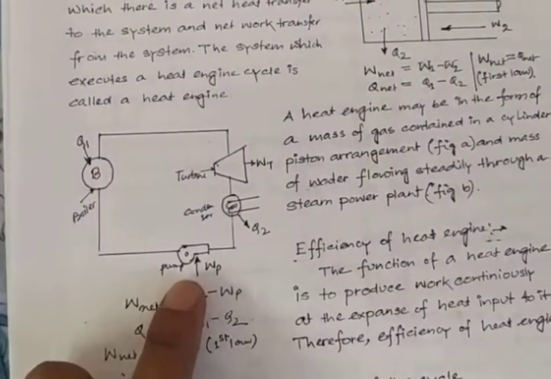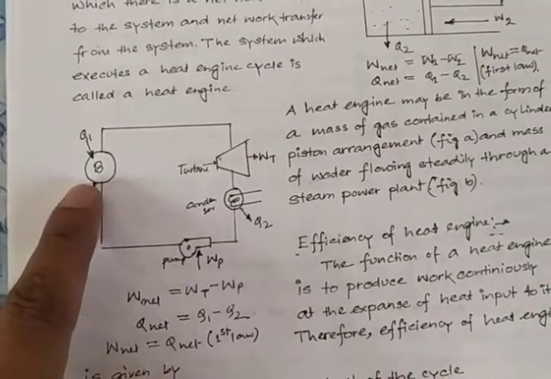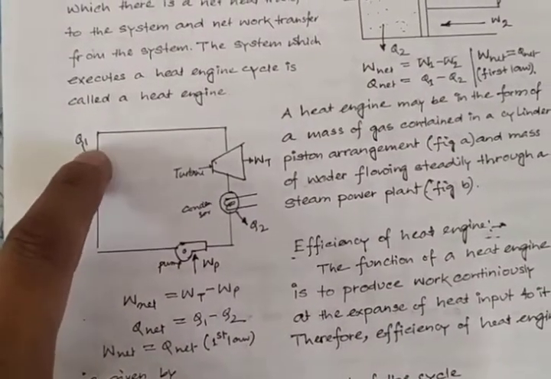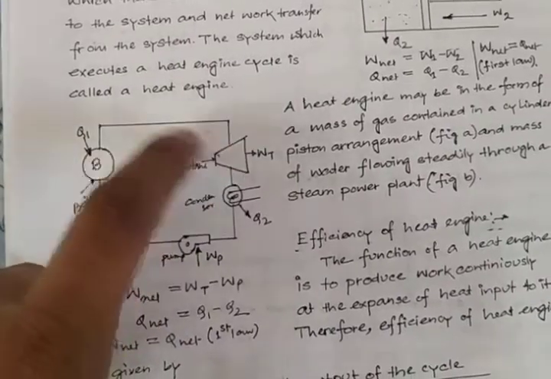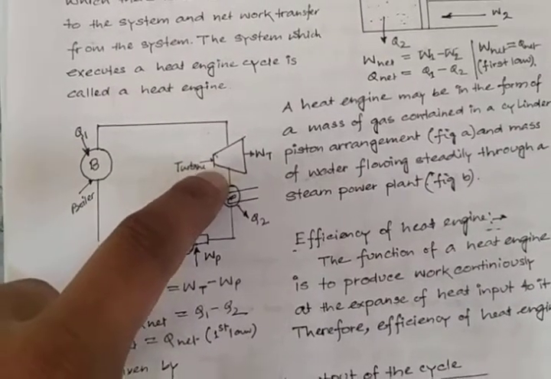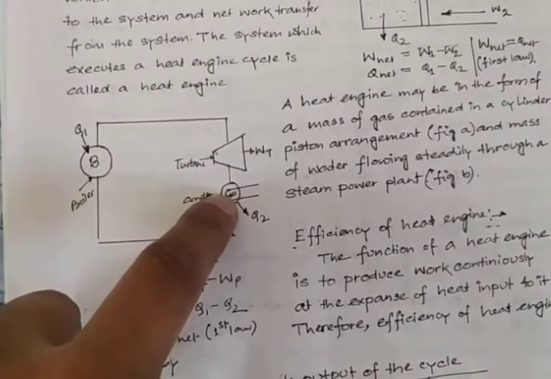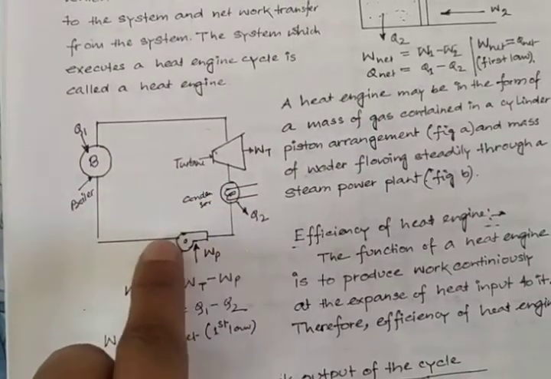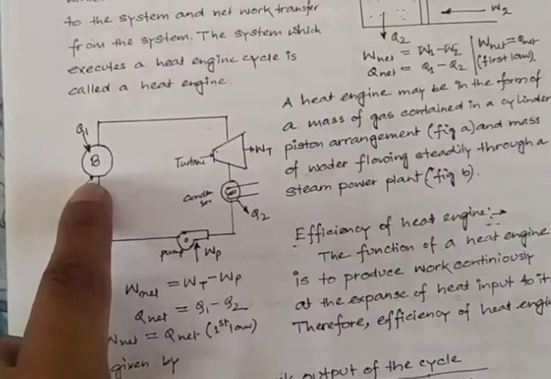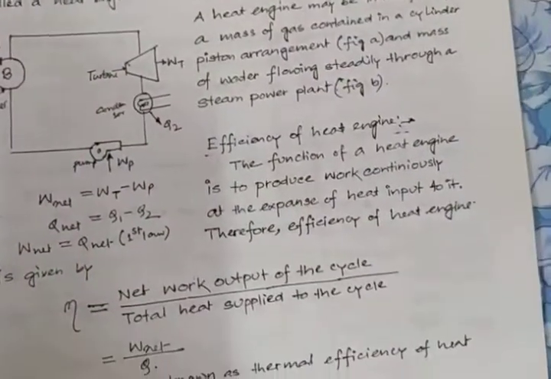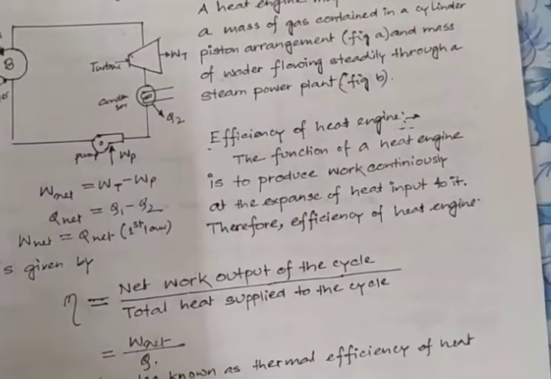In the steam power plant, you will get one boiler where steam is boiled and the steam is passed through the turbine. After that, the steam comes to the condenser, then the condensate passes to the pump, and again it moves to the boiler. Let's come to the efficiency of a heat engine.